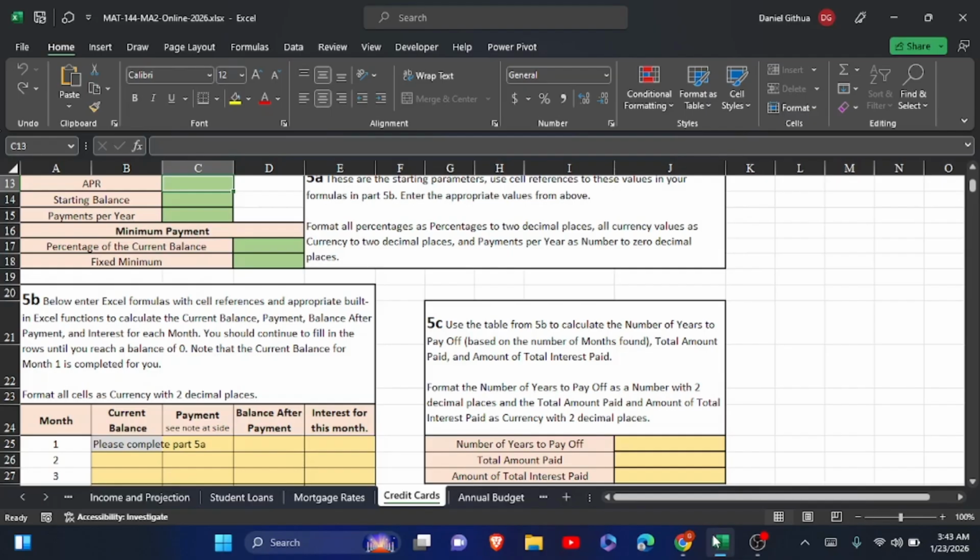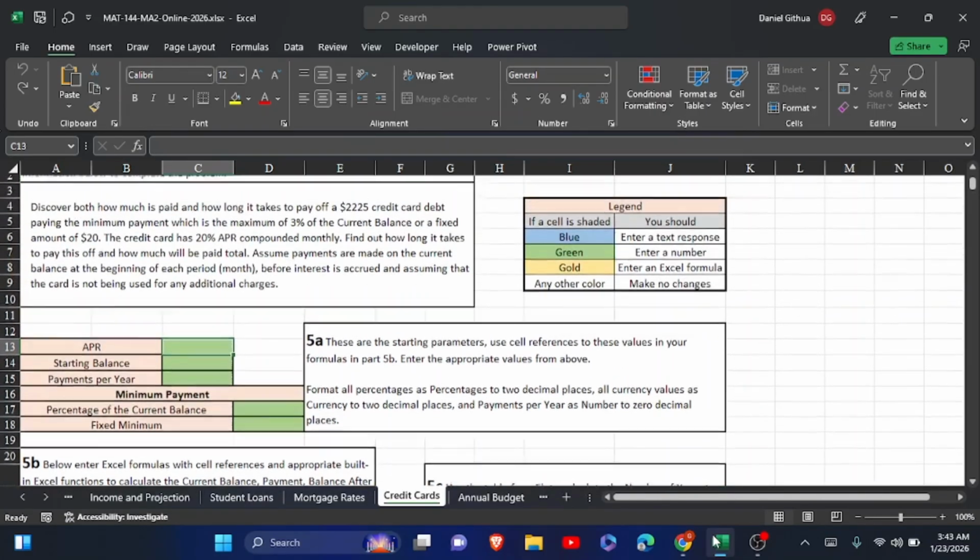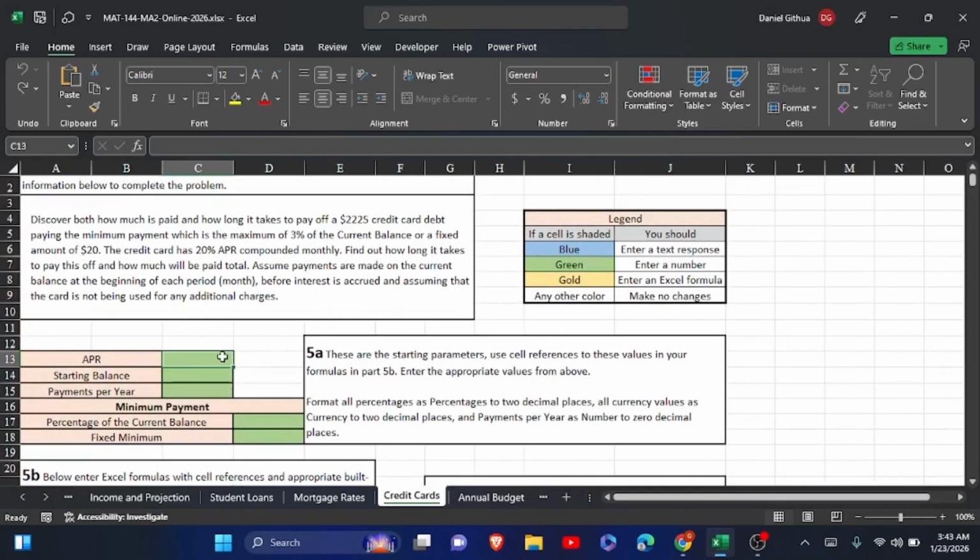Now let's dive in on the credit cards sheet. On this one, we're just supposed to fill in the numbers. We have the APR given here, already given as 20%, so you just type 20%. The starting balance is also given here as 2225.